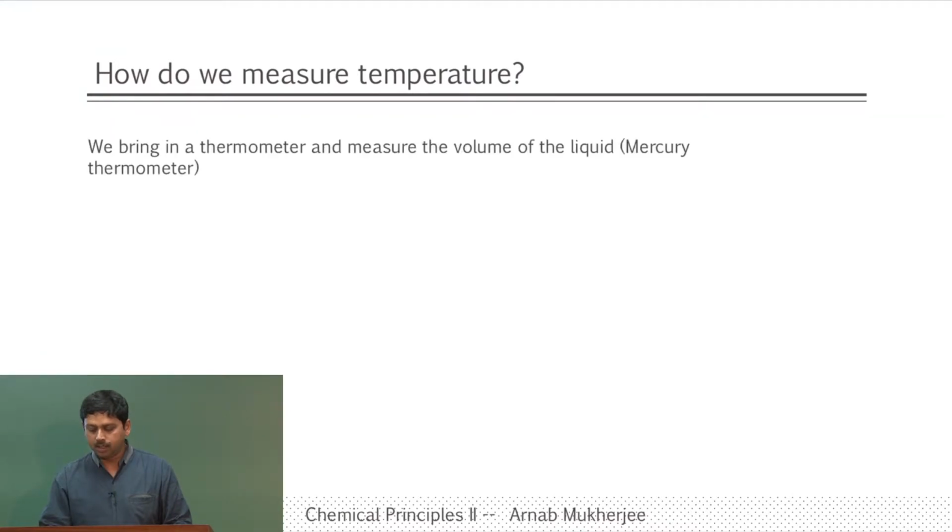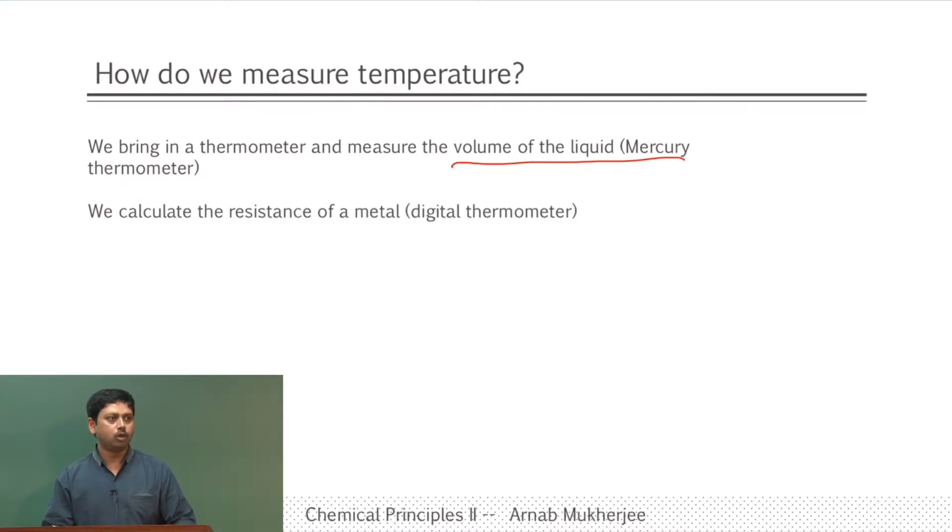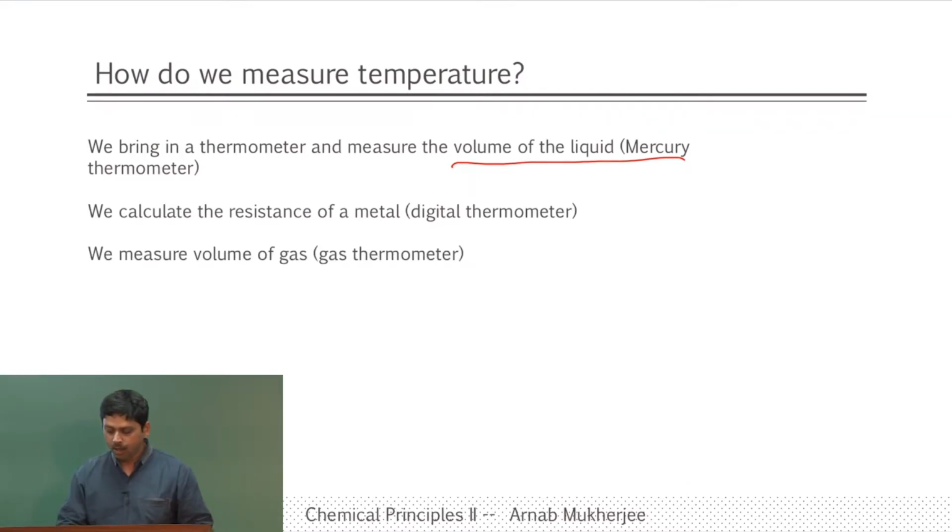Now, how do we measure the temperature? In order to measure the temperature, we bring a thermometer. Thermometers can be of different types. Either we measure the volume of liquid mercury, which we commonly use at home, because the volume will expand, or we measure the resistance of a metal. That is a digital thermometer that we discussed last time, which calculates the resistance that changes with temperature. We can also measure the volume of a gas, that is a gas thermometer that we discussed.